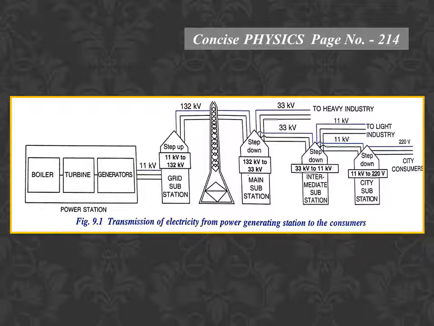So in this section, we are going to study about two types of transformers. One is the step-up transformer, second one is the step-down transformer. During the transmission of electricity from power generating station to the consumers, one step-up transformer is being used and 3 step-down transformers are being used. What is the reason these transformers are being used? We'll study in detail.